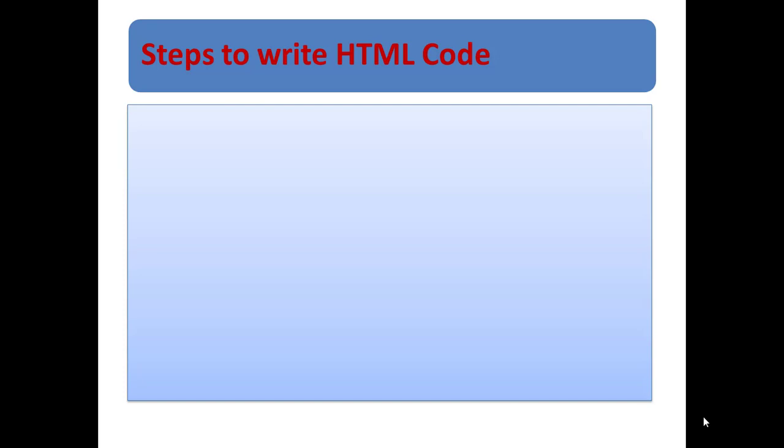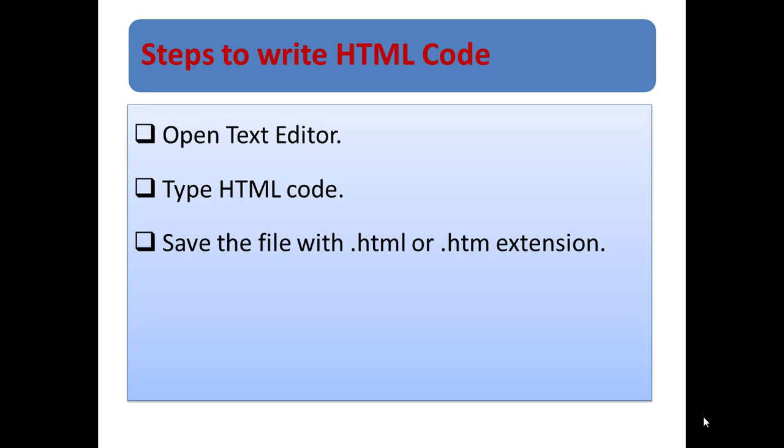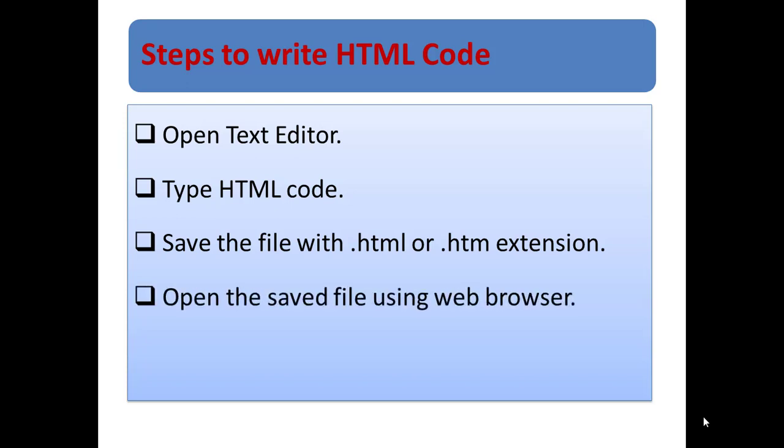Now let us discuss the steps to write HTML code. HTML files can be created by using any text editor. You can use Notepad or Notepad++ for a Windows system, or you can use gedit for the Linux operating system. Once open, you have to write the HTML code. The file must be saved with the extension .html or .htm in order to be recognized as an HTML file. Once created, you can open the saved file using any web browser available on your system.